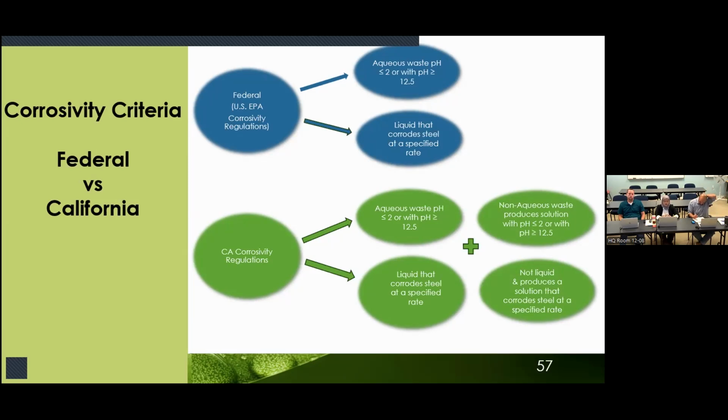This concludes our discussion on the corrosivity criteria. Now let's move to the next characteristic, the characteristic of reactivity.